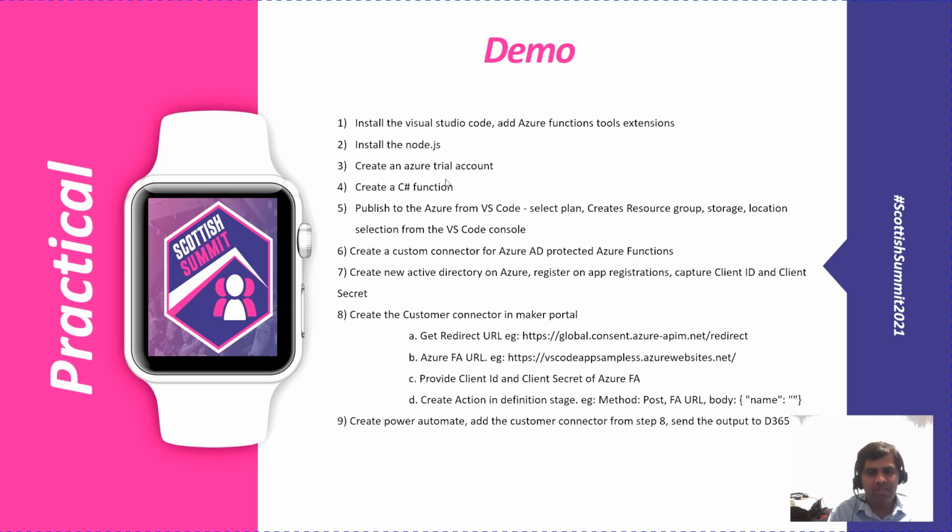Once you have all this, let's jump into Visual Studio Code, create a function within that, then publish it into the Azure subscription, whichever trial subscription we created earlier. Once you publish, you have to create a resource group and choose a storage location, because Azure is across the globe.